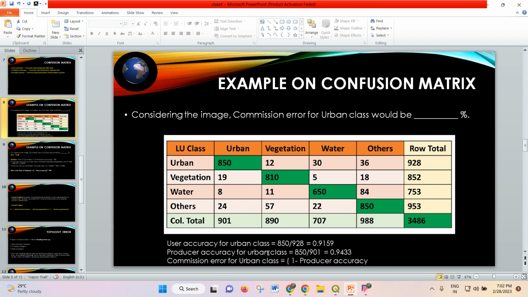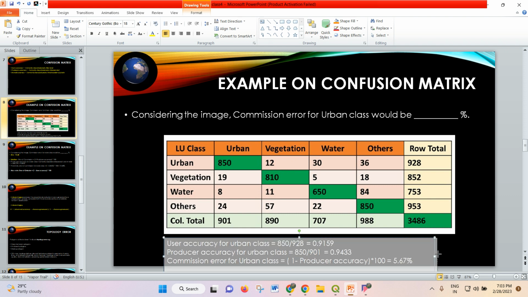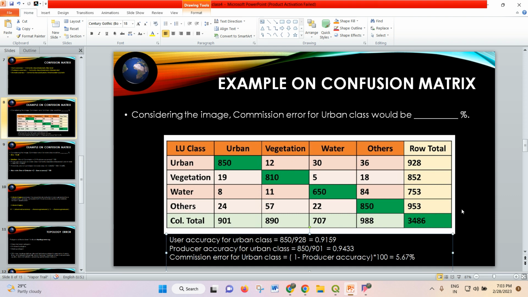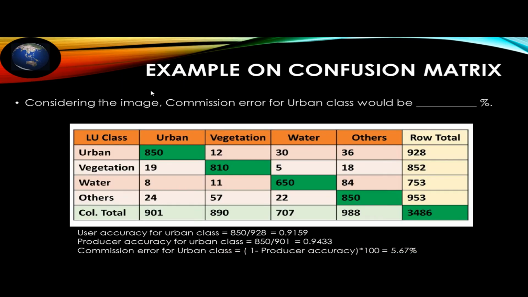The commission error for the urban class is 1 minus producer accuracy, times 100. So tell me the answer. 5.6%. 1 minus 0.9433, 5.67. So we can say the error avoided by the data source from where we collected is around 5.67 percent. That is the commission error for the urban class. This will be the answer.